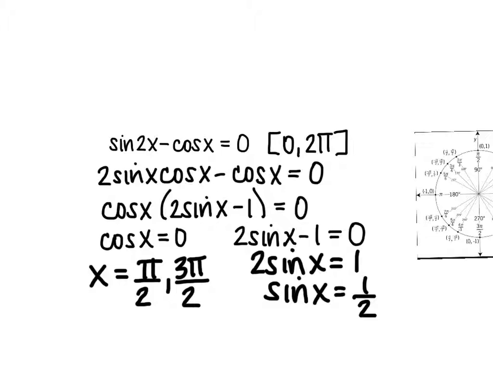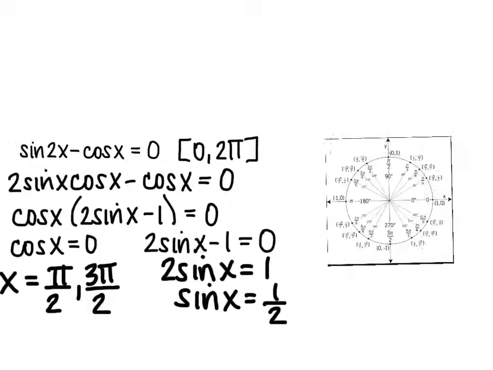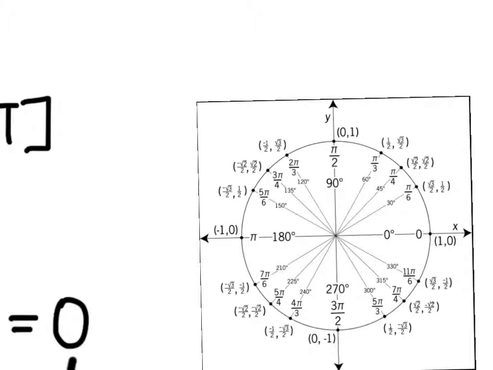Now I want to go back to my unit circle and determine what values in the y-coordinate, because that's what sine means, are going to give me 1/2. So going back to my unit circle, what values are going to give me a positive 1/2 in the y-coordinate? I look in the first quadrant, and that positive 1/2 comes from pi over 6. And then I notice I have that positive 1/2 from 5 pi over 6.